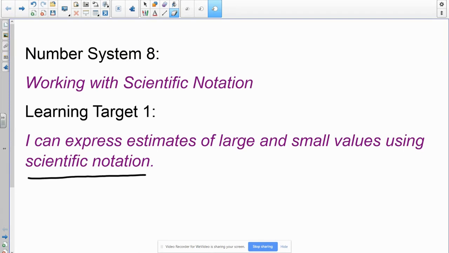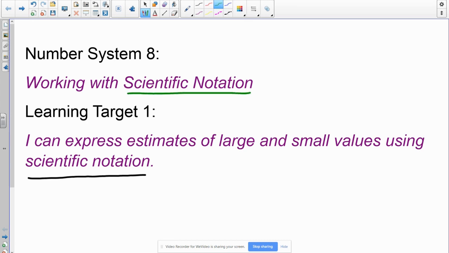Systems 8, working with scientific notation. I can express estimates of large and small values using scientific notation is our first learning target. And the key word here is scientific notation. You can see it twice.